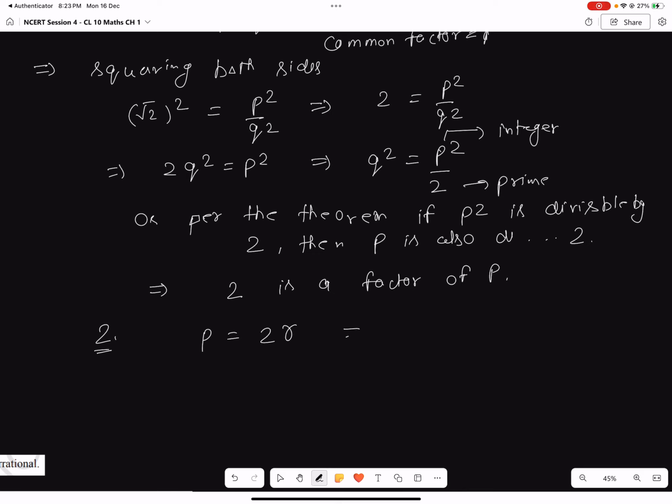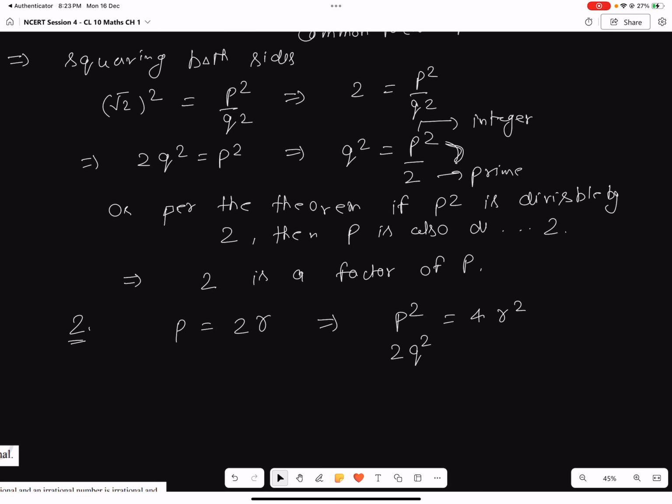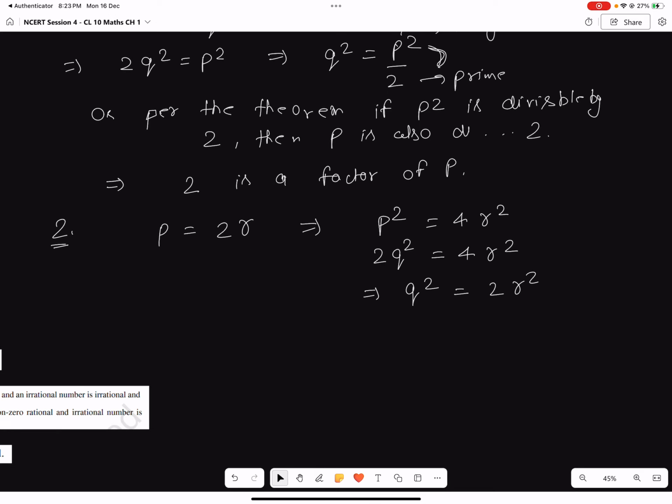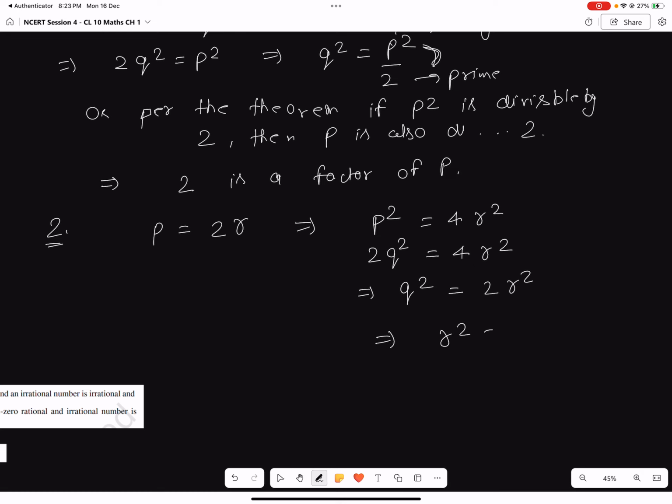R is another integer. And now if we replace value p, because what you can, if we, let's say squaring both sides first, p square equals to 4r square, and then if we replace value of p square from here, that will be 2q square, and that will become 4r square. So the next value, the equation would be q square equals to 2r square, right? And that means r square equals to q square upon 2.